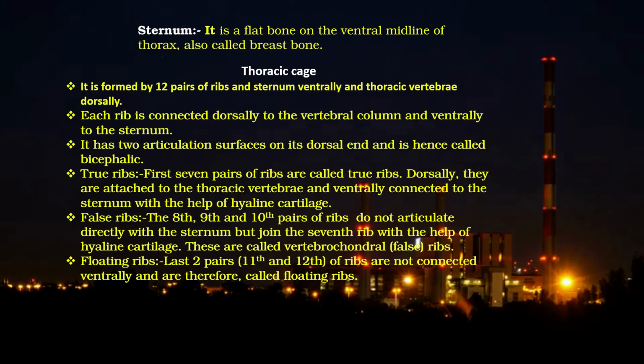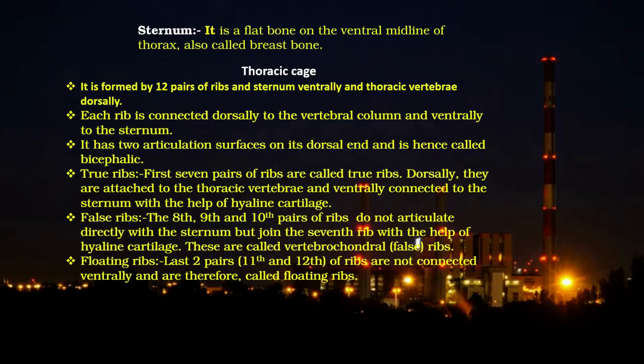Ribs are classified into 3 types. 1. True ribs. The first 7 pairs of ribs are called true ribs. Dorsally, they are attached to the thoracic vertebrae, and ventrally connected to the sternum with the help of hyaline cartilage.